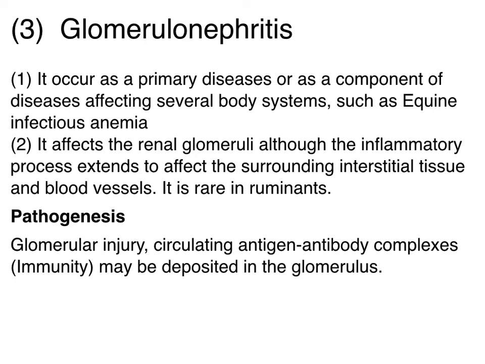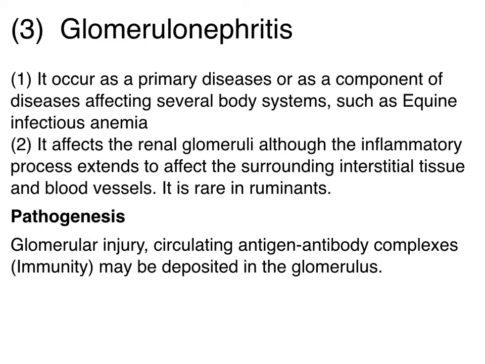The third disease we will take among the kidney diseases is glomerular nephritis. It occurs as a primary disease or as a component of disease affecting several body systems, such as equine infectious anemia. It affects the renal glomeruli, although the inflammatory process extends to affect surrounding interstitial tissue and blood vessels. It is rare in ruminants.